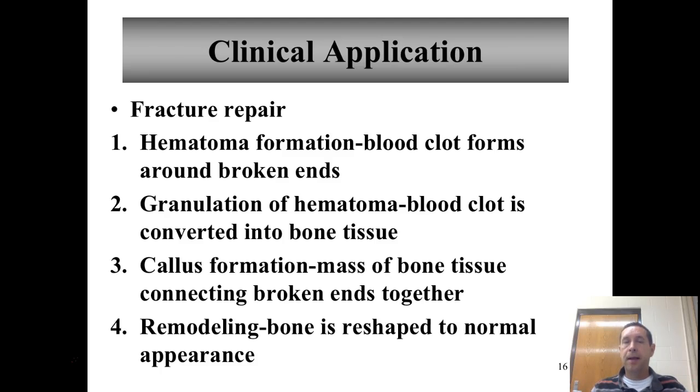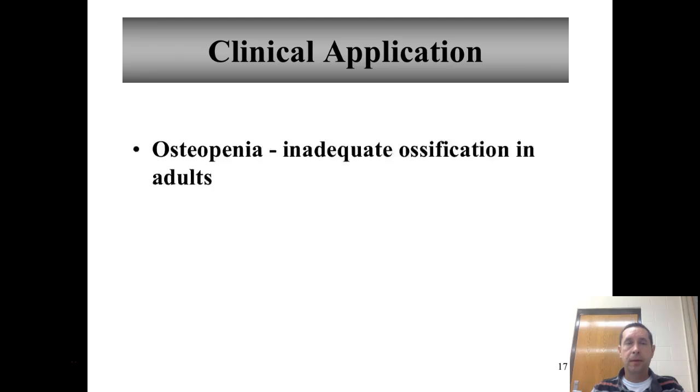This results in a mass of bone tissue connecting the broken ends together called a callus. That typically happens in 4 to 6, maybe up to 8 weeks. Those first 3 steps are done. And then we have to get the bone back to what it looked like before the fracture through remodeling and reshaping the bone to its normal appearance. This can take up to a year after the fracture.